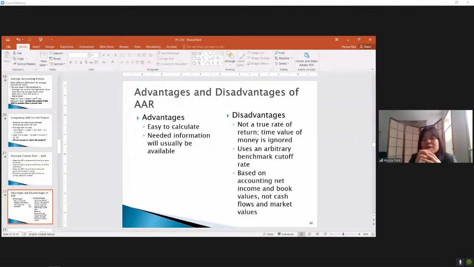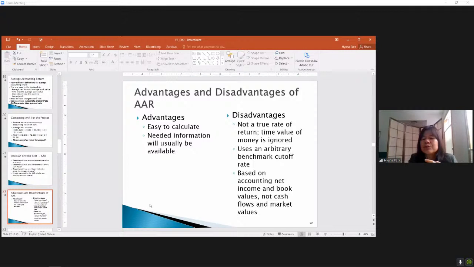On the next slide, take a moment to think about the advantages and disadvantages of using this rule. It's easy to calculate. Whenever we have a pro forma income statement, we can easily calculate it, and the needed information will usually be available. The financial statement data is easy to get. If it's a pro forma, it may be a little more difficult, but still, compared to other information, finding net income is definitely easier.